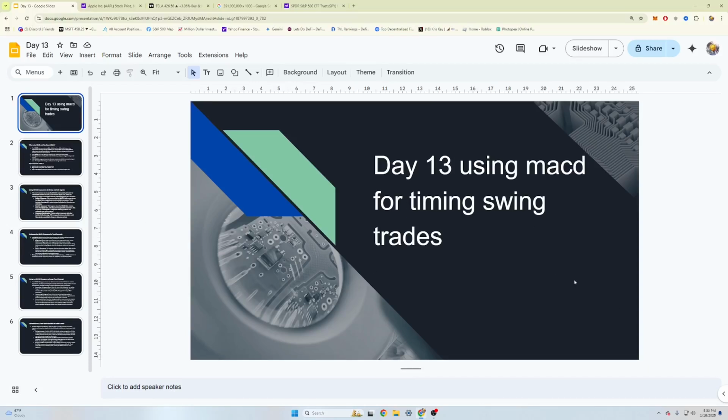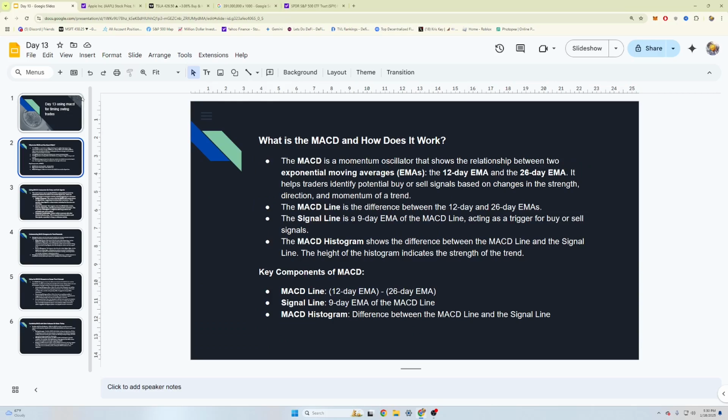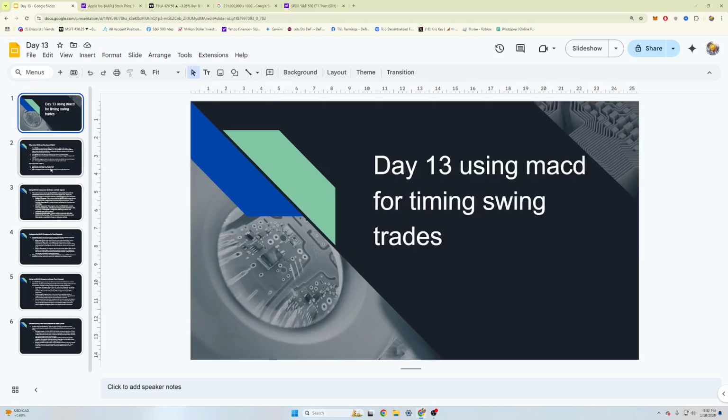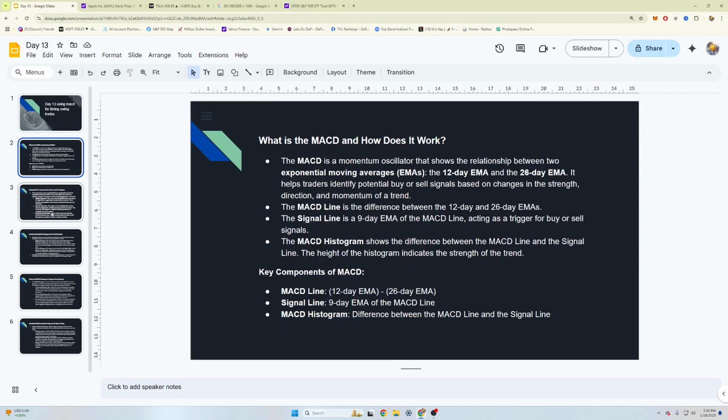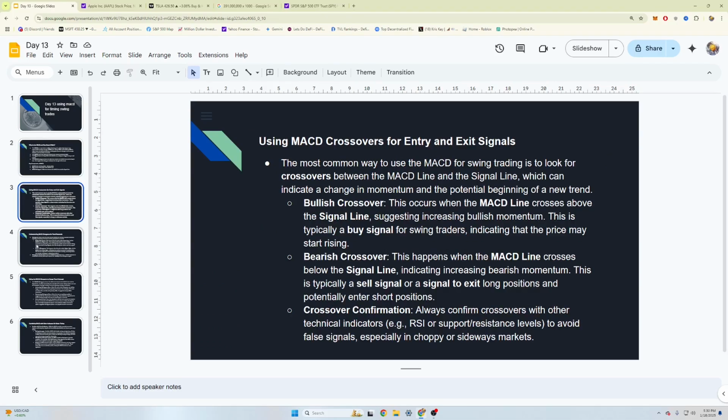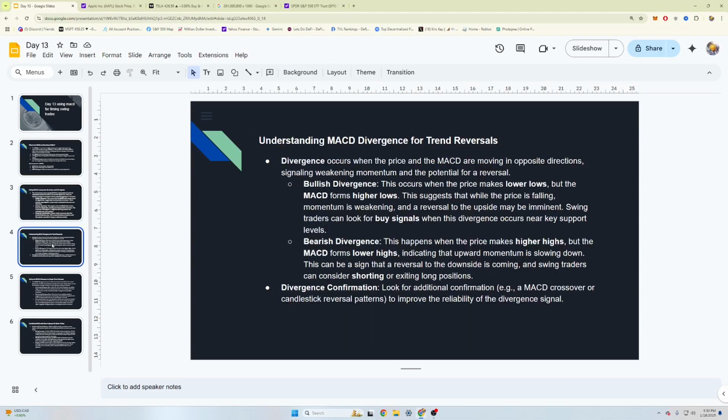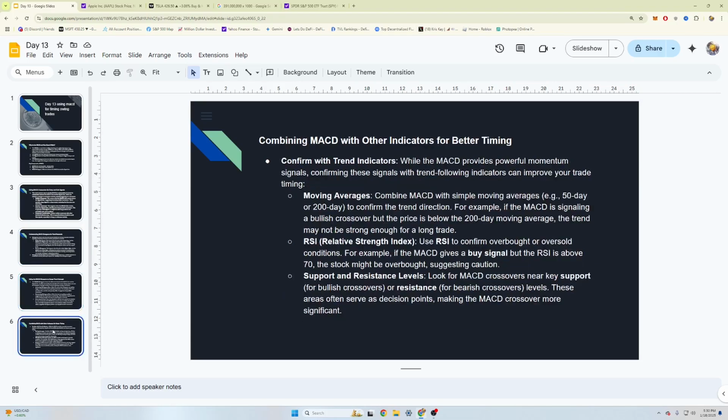13. Using MACD for timing swing trades. Alright? Now, same thing with the RSI. I don't personally use this, but if you do use this, I will tell you the best way to use the MACD. Because the MACD, like the RSI, are all lagging indicators and none of them are perfect. And you want to get everything as perfect as possible when you're playing with a money game like this, right?